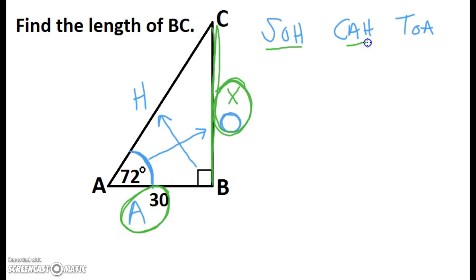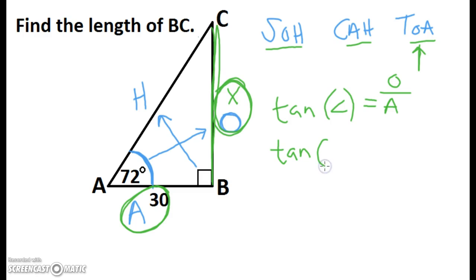Which one of these trig ratios uses O and A? Well, that's tangent. The tangent of some angle is equal to O over A. So I can just plug the stuff from my picture into this formula. I can say the tangent of 72 degrees is equal to, O in my problem is X, so X goes on top, and A in my problem is 30, so 30 goes on bottom.